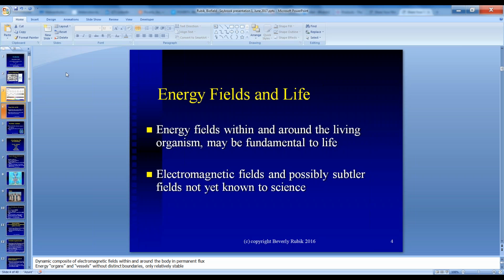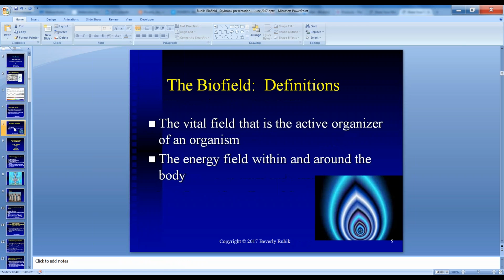Okay, so electromagnetic fields are part of the biofield, and I do believe there would be subtle fields not yet known to science that are also part of the biofield. So the biofield, as I define it, is a vital field that is an active organizer of the organism. I do believe it's involved in bringing coherence to the activities of life.